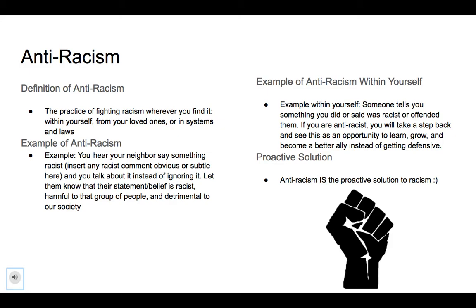So you might feel comfortable enough to be stern and say, you know what? I am not okay with what you said. That is racist, and it's harmful to that group of people. It's harmful to our society, and I can't be around you if you're going to say that. That way, you're drawing a boundary, and you're really telling them that you're not okay with that.